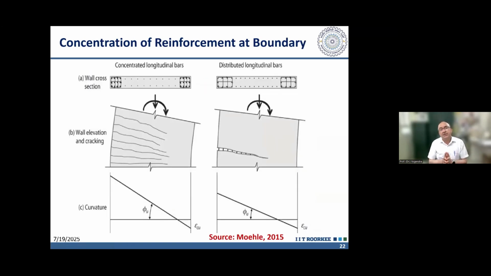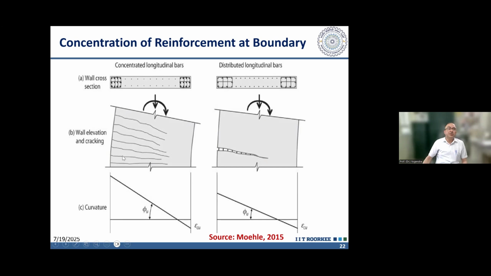Then there is a need to have higher reinforcement near the boundaries, because if we are having lightly reinforced walls, where the reinforcement is the same here and it is light, we have this concentration of strain. There are fewer cracks, and the crack width is much larger. As a result, we are not able to get good ductility. It is desirable that the cracks should be distributed.